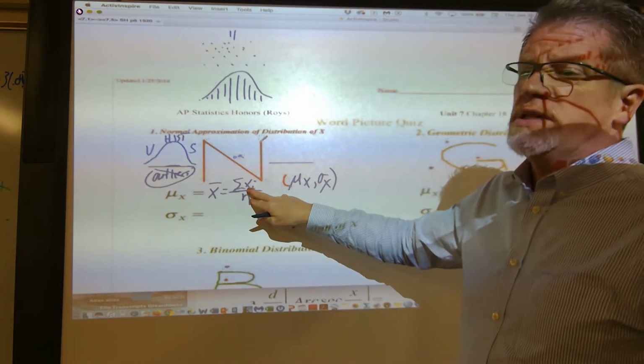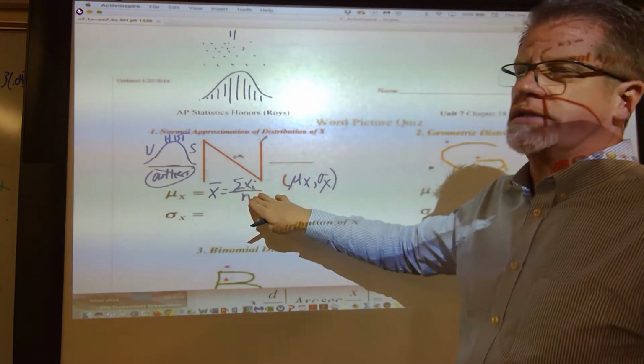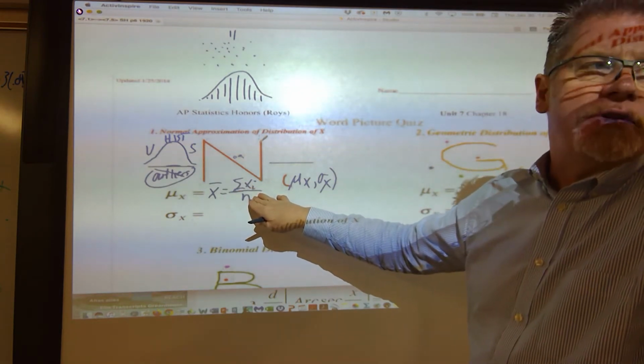Which, by the way, you'll have the green sheet when you're doing the word picture quiz, and this is like Formula 1 on the green sheet, so that one you can just copy down.